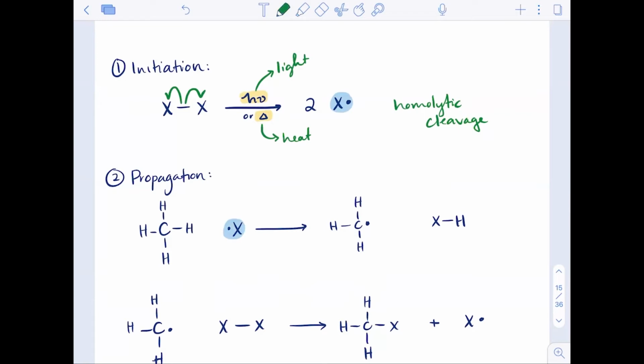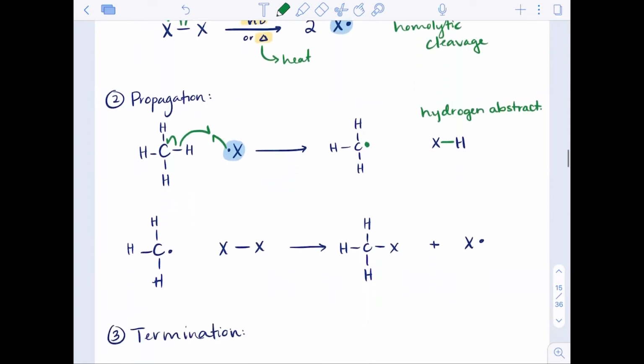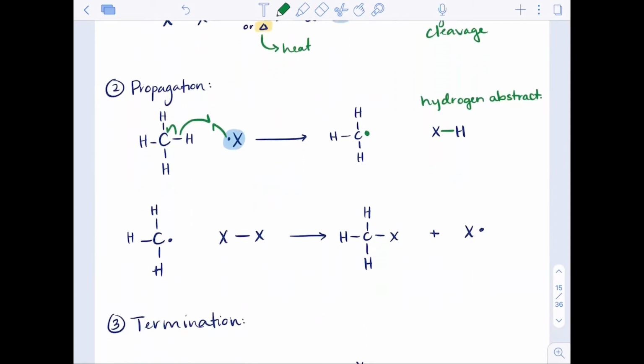In the propagation step, we will start with hydrogen abstraction. A hydrogen off of our organic molecule will combine with the halogen. There makes that new bond, followed up with the formation of a radical on the carbon. This is hydrogen abstraction, because the halogen is taking the hydrogen away. The radical is taking the hydrogen.